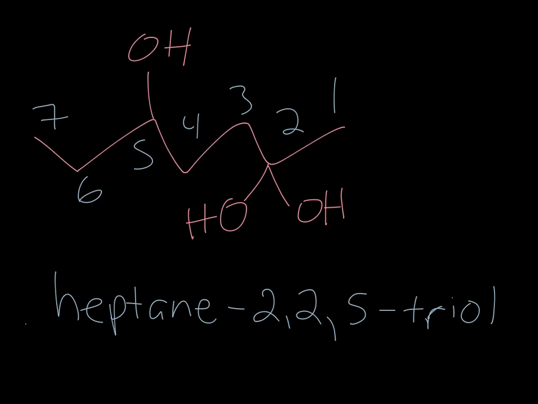triol. So triol tells me that I have 3 alcohols, and because I have 3 alcohols, I should have 3 locants. So even though 2 of them are on the same carbon atom, I have a locant for each of them. So now I know that of those 3 alcohol groups, 2 of them are on the 2 position and 1 of them is on the 5 position.